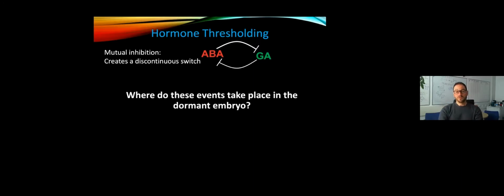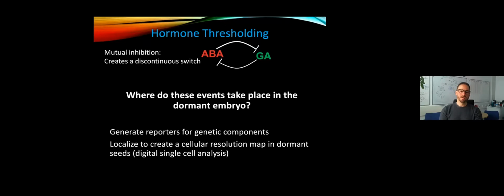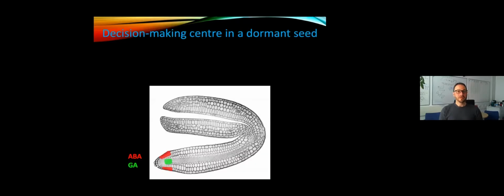We've known this for 40 years, but what we didn't know before we started looking at this is where these events take place within a dormant embryo. Which cells within the embryo are mediating this ABA-GA antagonism? To answer this, we generated reporters for the genetic components of each of the ABA and GA signaling components, and we localized them within the dormant embryo.